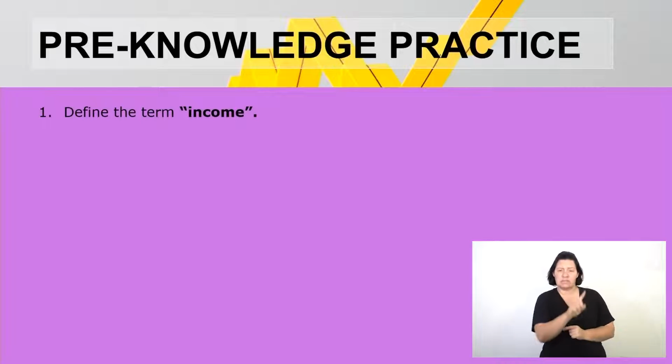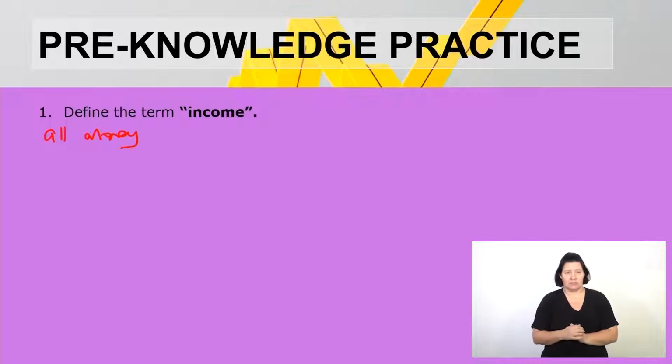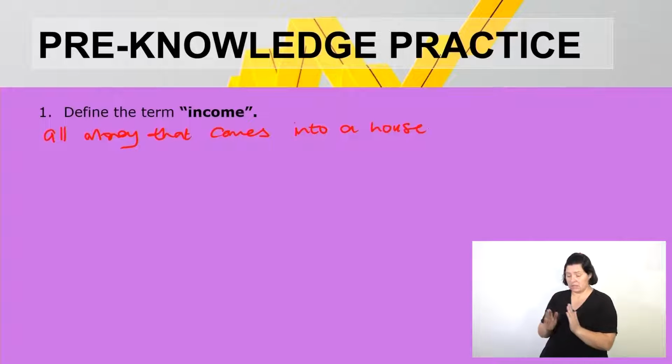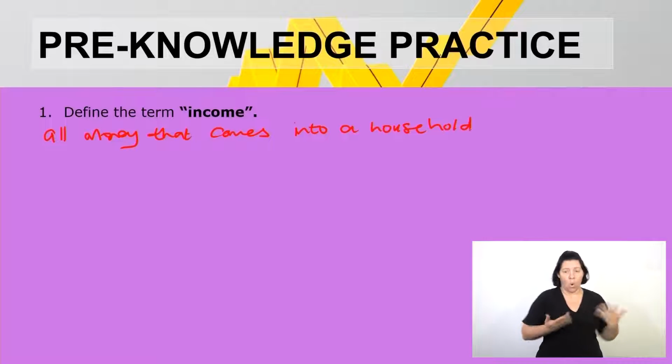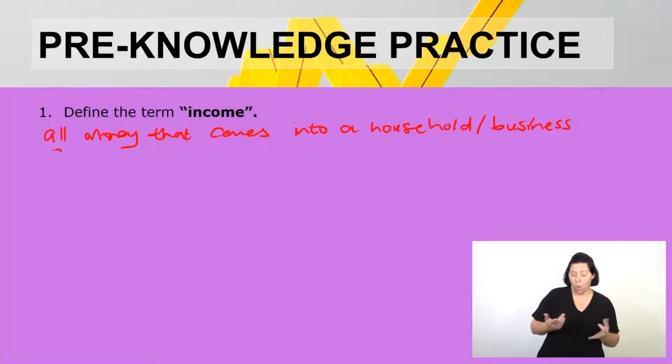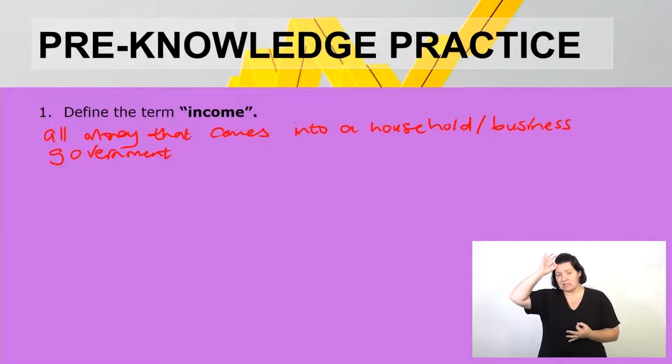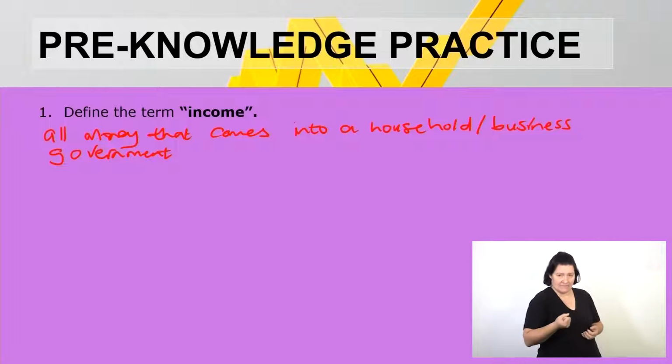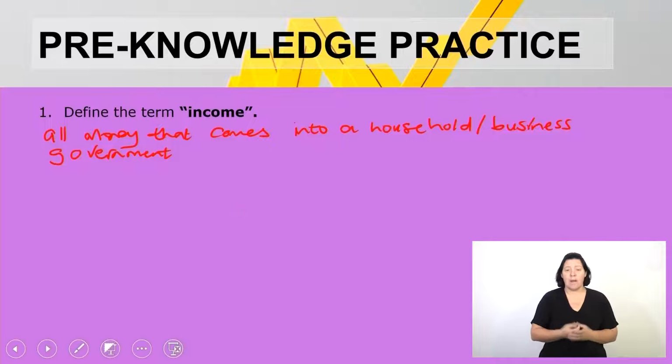So income is all money, I'm going to write it down for you, that comes into a household, and if you have a business, that can be a business, or that can also be money that government receives. So it's all money that comes into a household, a business, or government. All right, so let's look at the next question.